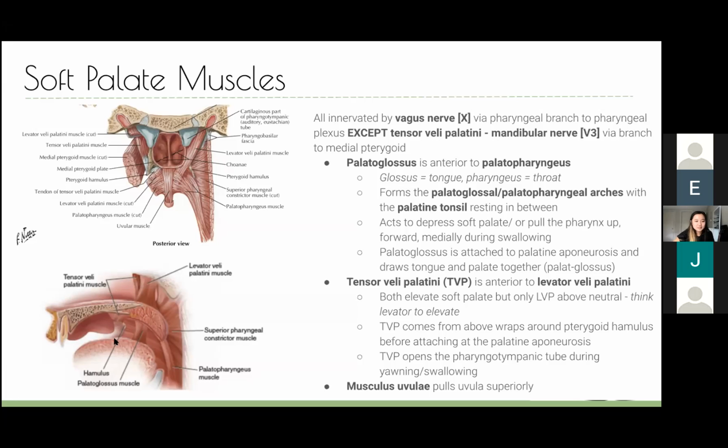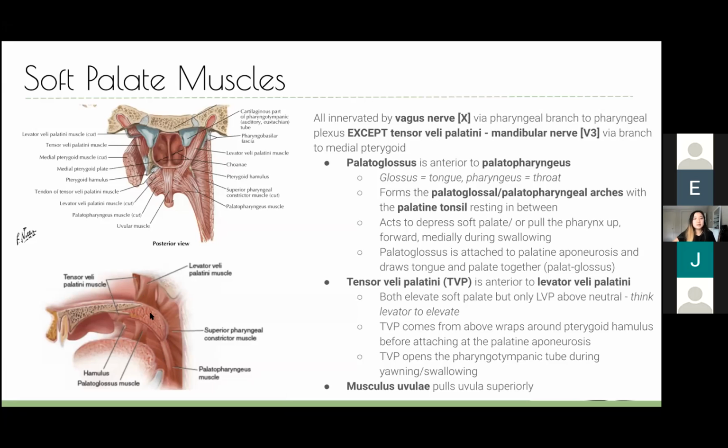I really like this picture. It's got your palatoglossus right here, palate and glossus, so tongue, runs between those two. And then you've got your palatopharyngeus muscle behind that, because palate and pharynx. Between that, you have your palatine tonsil. Tensor veli palatini, you can see, is here. And then you've got your levator veli palatini as well.